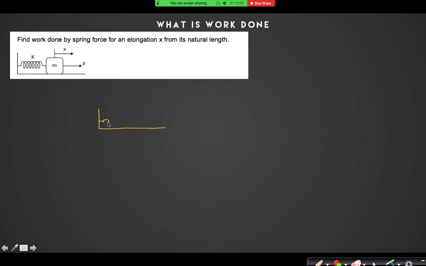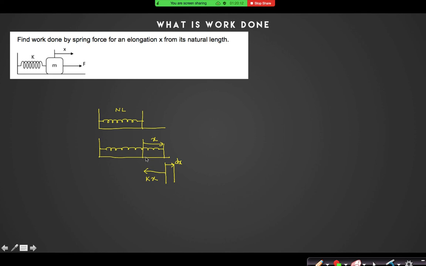A spring which was initially at natural length. Now, if I elongate that spring by some length x, what is the spring force at this instant? Minus kx. And if I further slightly displace it by dx, why am I slightly displacing it? Because the force is variable.